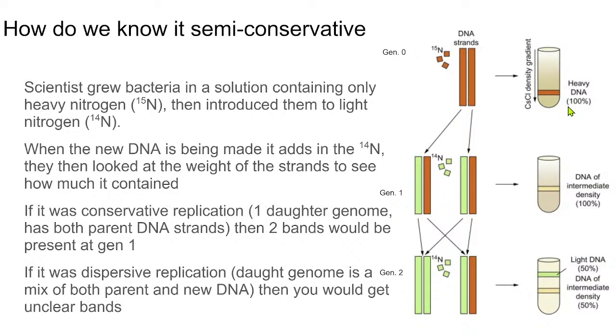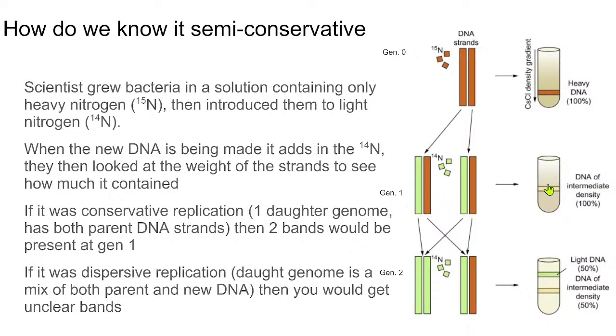So when they looked at the DNA for this one, they saw a band in the middle. This means that there's going to be a mix. So it's not this dark brown colour at the bottom, and it's not this light green one at the top. It is in fact this sort of yellow mixed one in the middle. The colours are just for demonstration here.